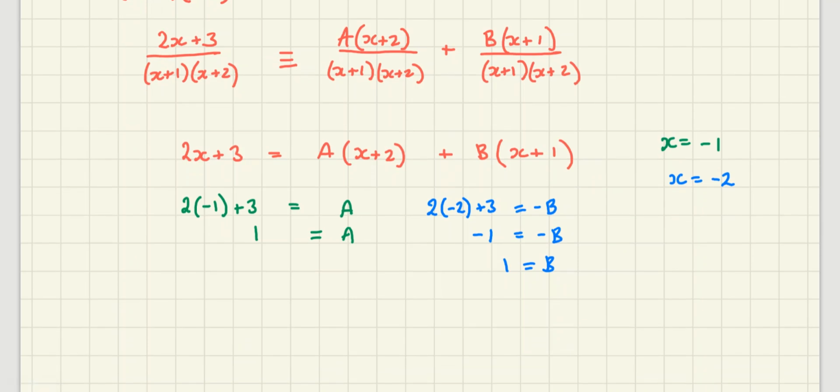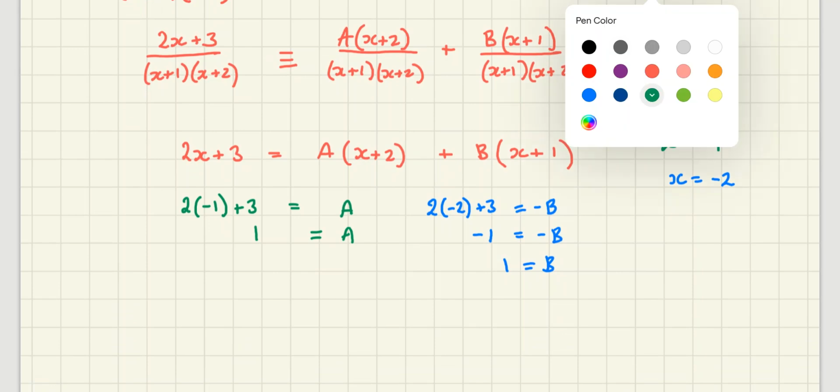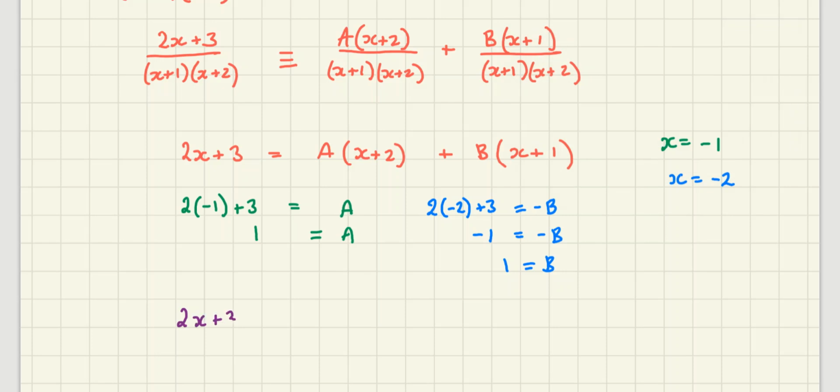So we're now pretty much finished up. So we can say that 2x plus 3 over x plus 1 times x plus 2 can be rewritten as 1 over x plus 1 plus 1 over x plus 2. Done.